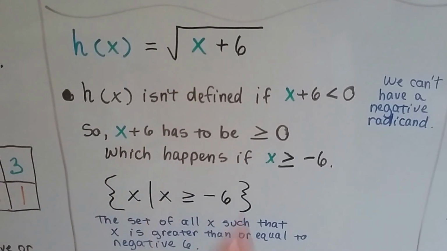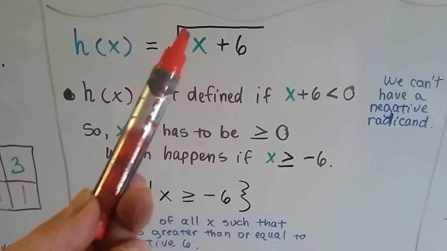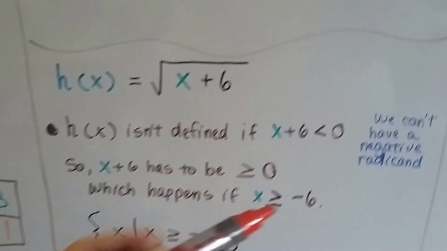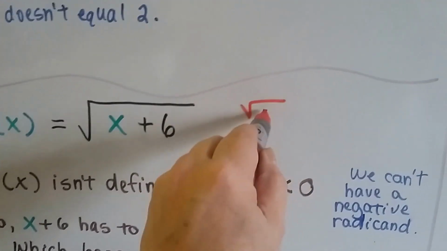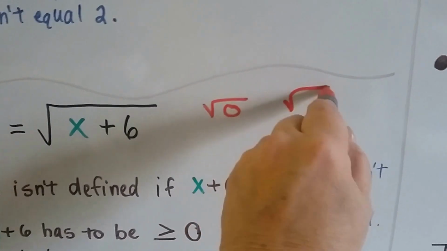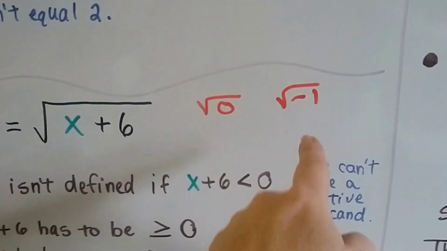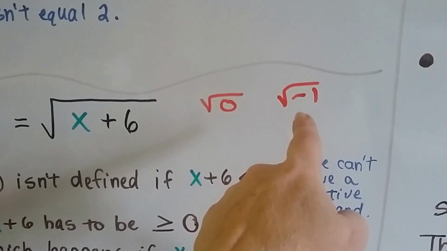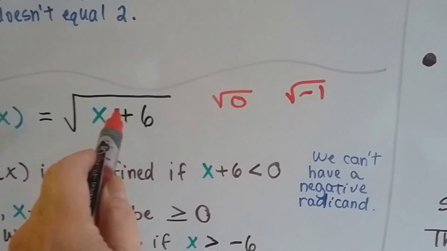We can do the square root of 0. Square root of 0 is 0. So this could be a negative 6 plus 6, and that would make the square root of 0, right? That's okay. We just can't have a negative, right? You can't do this. That's not allowed. What would make this a negative?